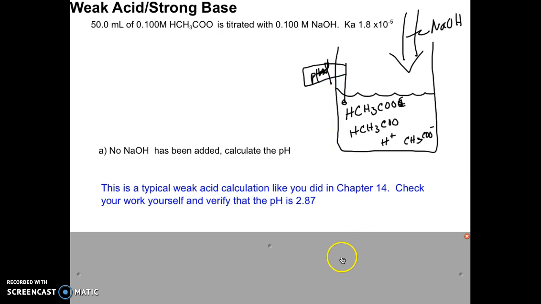This is just a typical weak acid problem like you did in chapter 14, so I'm not going to go through how to do that. This is where you would do an ICE table and find how much hydrogen ion dissociates, and through the Ka expression find the hydrogen ion concentration, then take the negative log of it and get a pH of 2.87. You should try that yourself and make sure that works, because it does. You can prove it yourself.